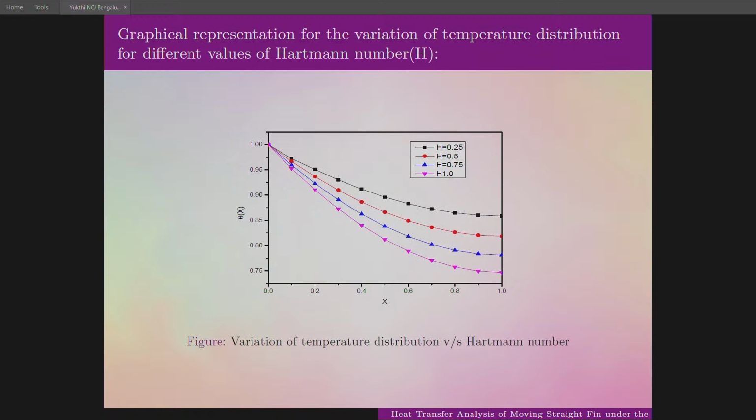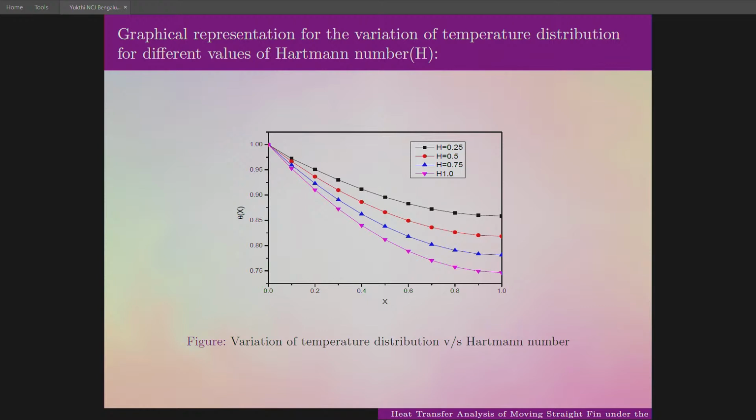Next comes the variation of temperature distribution for different values of Hartmann number. Here also temperature is inversely proportional to Hartmann number. As the values of H increase, the temperature is also decreasing, which leads to the strengthening of the magnetic field effect on the system, and which leads to the decrease in the mechanism of convective heat transfer, and in turn also an increase in the conduction.